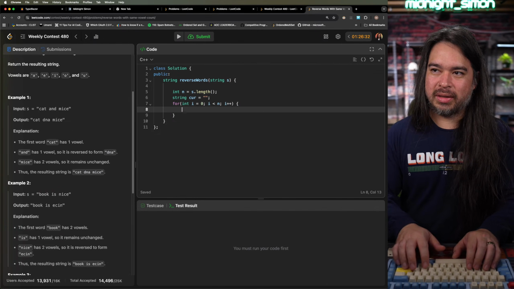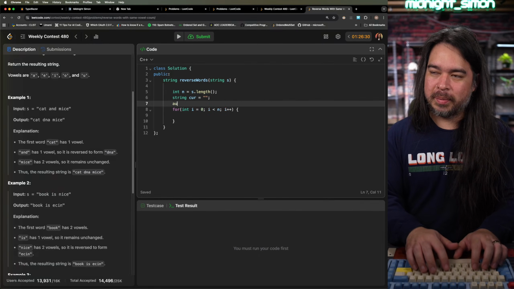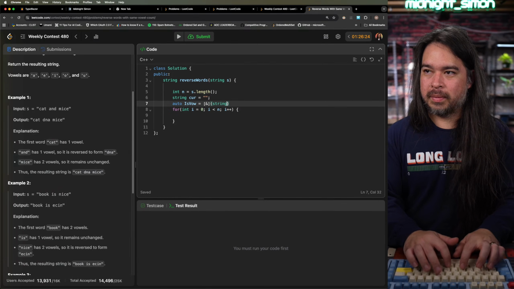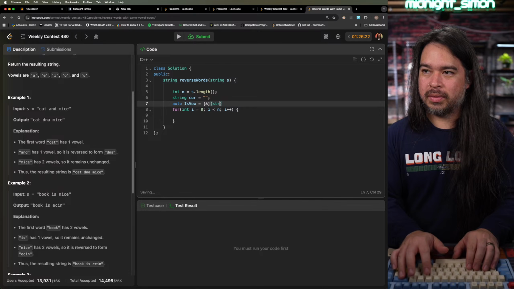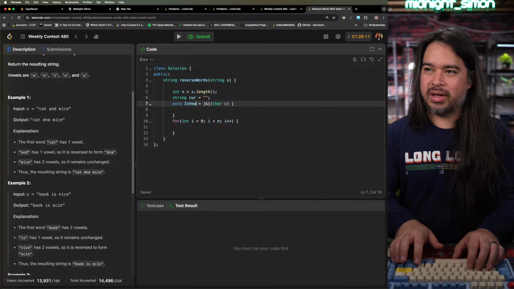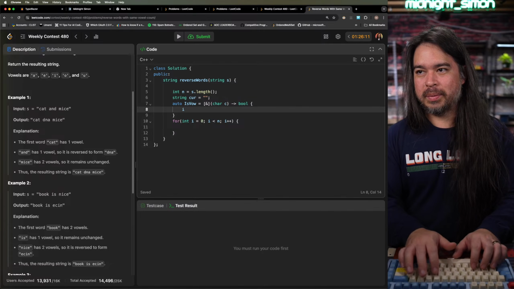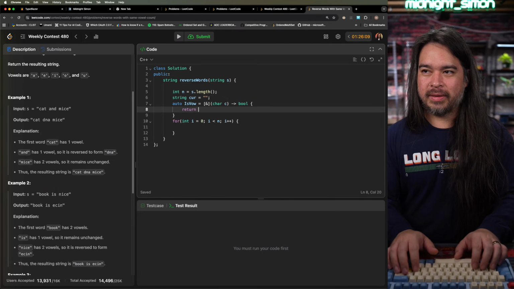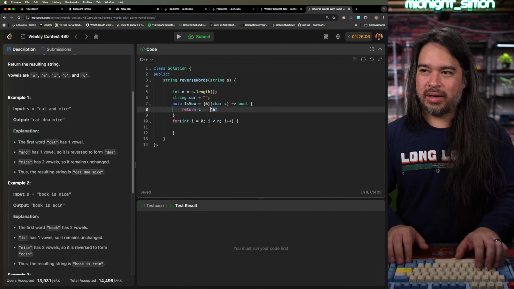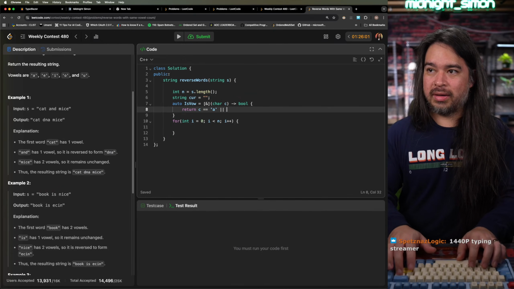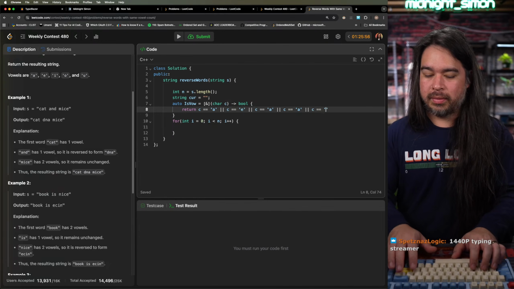I need a thing to count my vowel, so I'll use a lambda. What am I doing? Counting a vowel. Or not counting, just returning a Boolean if it's a vowel. So it's if it's equal to A, E, I, O, U, man. Oh shit. A, E, I, O, U.